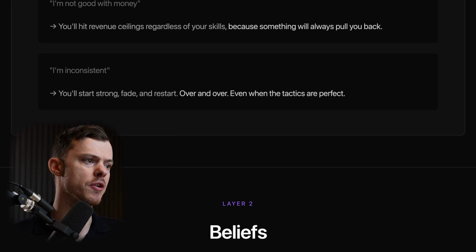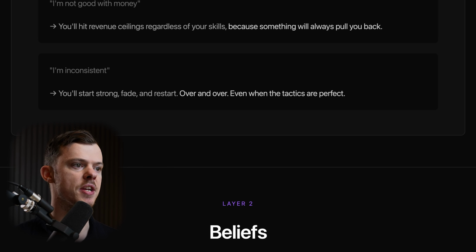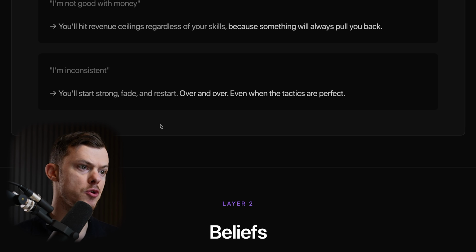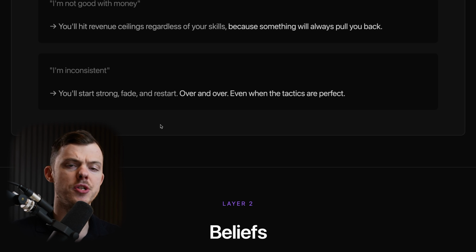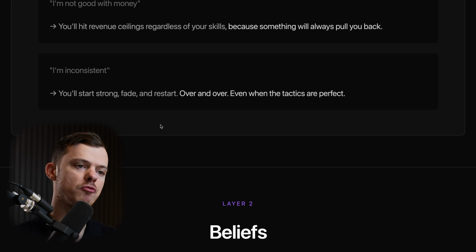And identity is the foundation of everything, because it's who you believe you are, what you expect from yourself, and what feels like you. And the key thing to understand here is that you might spike above it temporarily, whether that's through motivation, pressure, desperation. And that would allow you to push past it, granted. But the issue here is that you will always regress to whatever your identity can hold. And if I make this concrete, if your identity says I'm the kind of person who burns out, you'll always find ways to burn out, even when you've built systems to prevent it. If your identity says I'm not good with money, you'll hit revenue ceilings regardless of your skills because something will always pull you back. If your identity says I'm inconsistent, you're going to start strong, fade, and restart over and over, even when the tactics are perfect. Now, the pattern isn't the problem. All the pattern is doing is revealing the identity underneath. And here's what it looks like.